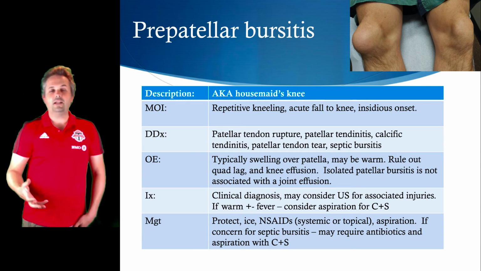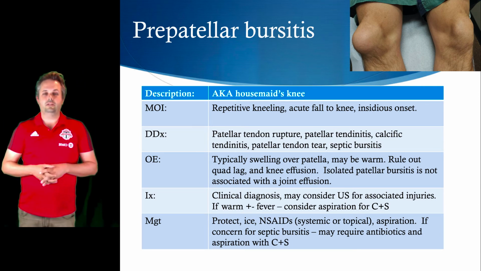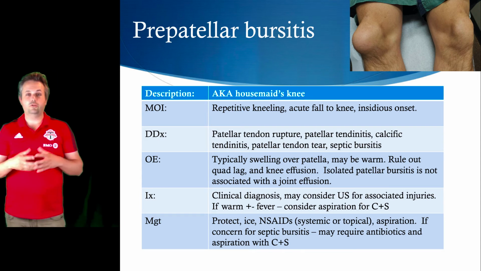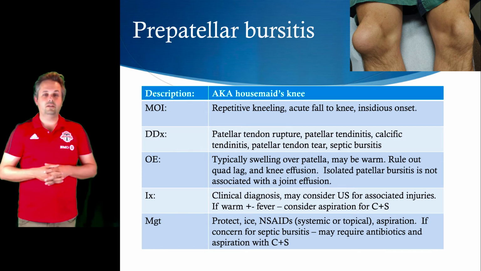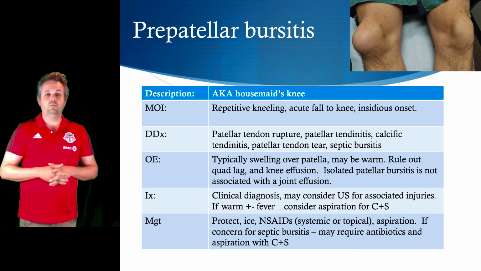In terms of prepatellar bursitis, this is a very easy one to see. In most cases it looks almost like there's a tennis ball in the front of the patella. It's also known as housemaid's knee as a result of repetitive kneeling. It can also happen as a result of an acute fall onto the knee. You want to make sure there's no patellar fracture underneath.